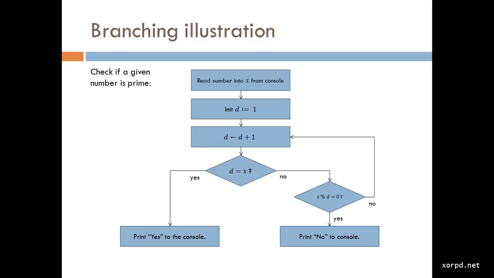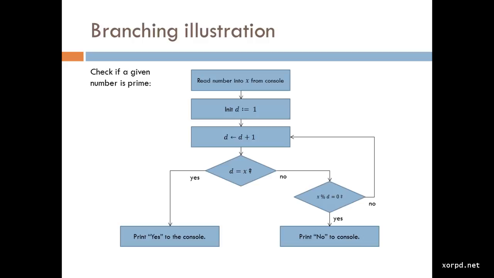Branching illustration. This time we are going to try to do something a bit more complicated. You can see that we don't have actual assembly code here, and that is because we still don't know how to do this kind of thing with the instructions that we previously learned. But we can still think about this kind of algorithm or program that we imagine that we want to have. For example, let's look at a very simple algorithm to check if a given number is a prime number.